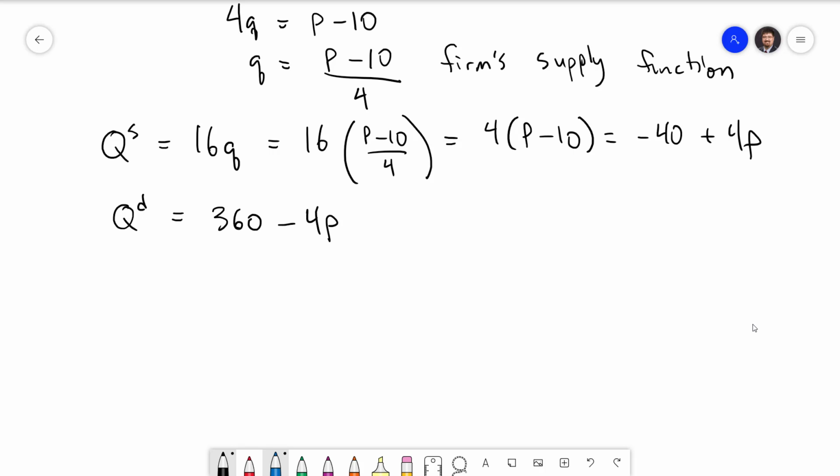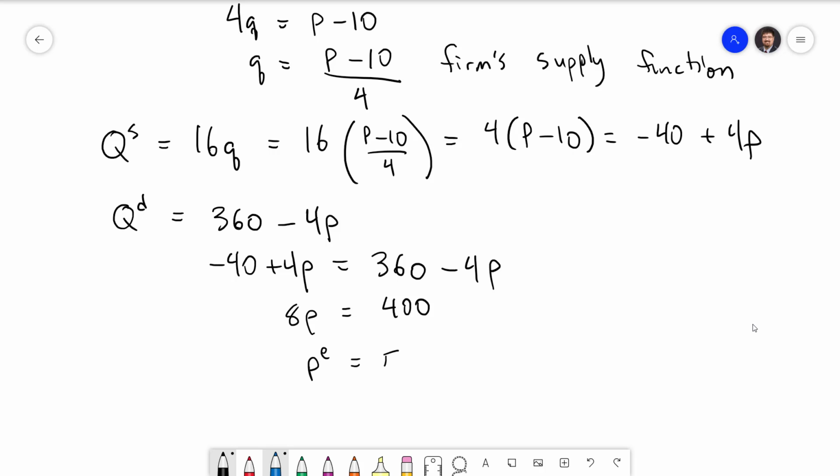To get our equilibrium, I'm going to set negative 40 plus 4P, our quantity supplied, equal to our quantity demanded, and then solve by adding 40 to both sides. It's going to give me 400 over here, and then adding 4P to both sides to get 8P over here, and then I'm going to divide both sides by 8 to get our equilibrium price of 50. This should look very familiar to what we did back in Chapter 4.